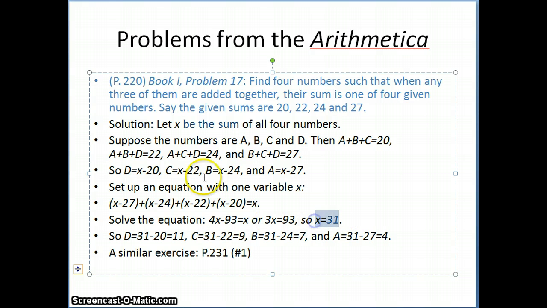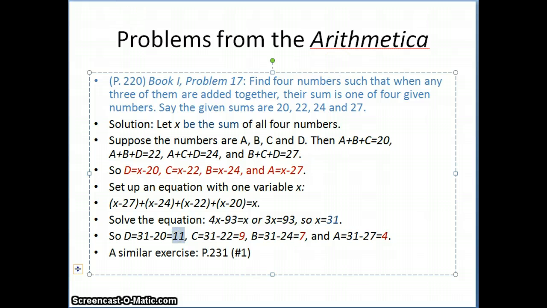And remember, x is only the sum of these four numbers, and we want to find these four numbers, which means a, b, c, d. If we use these expressions here, we can find a, b, c, d, just plug in x. So d is 31 minus 20, c is 31 minus 22, b is 31 minus 24, and a is 31 minus 27. So we get these numbers. The answers will be 4, 7, 9, and 11.